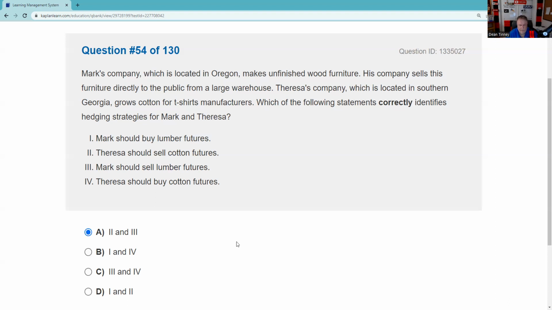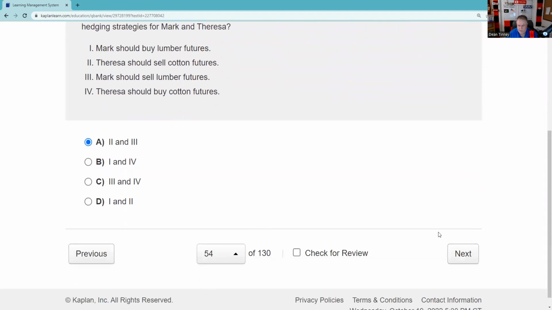I like this. This is a good example of a futures question. I think it's the second one. I told you to see 1 or 2. Here's our second one. So I also like it in terms of weighting of what you're going to see on the exam.